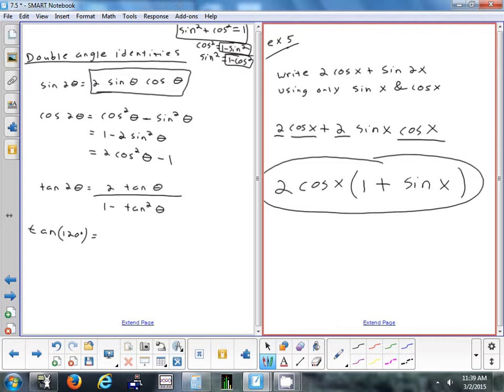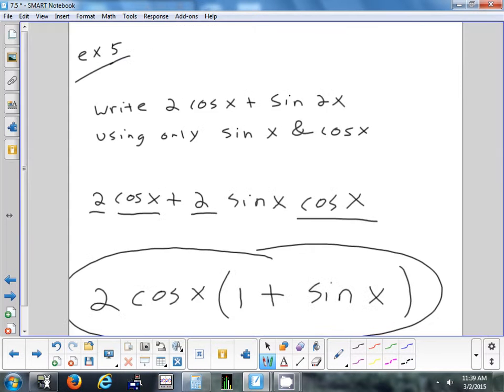So you just took an expression that had a 2 in the argument. Now all my arguments are just x's. I don't have 2's anymore. Okay, any question on that? And that's it. Technically, they didn't tell us to factor it, but it looks a little neater, so that's why I did it.